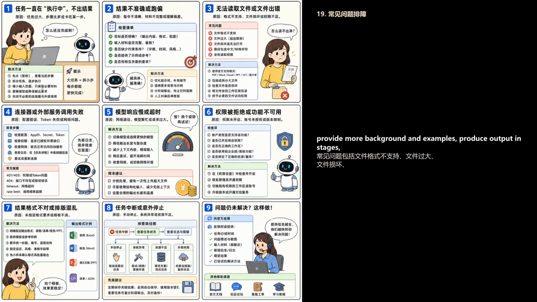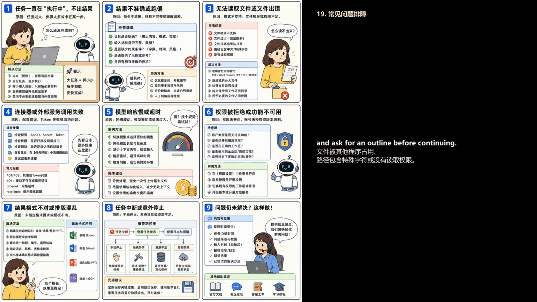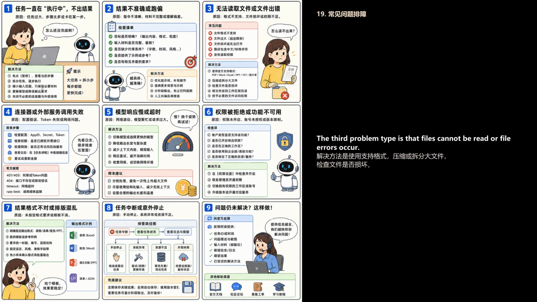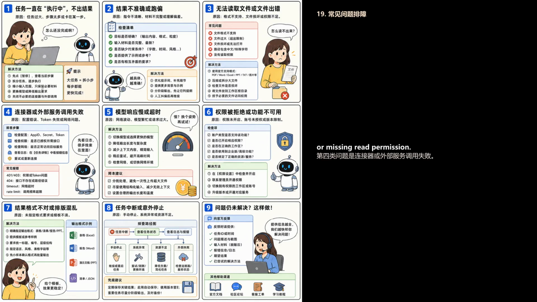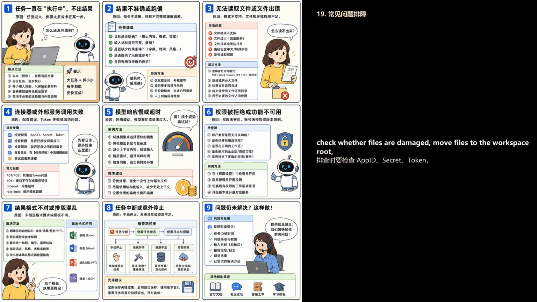The third problem type is that files cannot be read or file errors occur. Common causes include unsupported format, oversized file, damaged file, file locked by another program, special characters in the path, or missing read permission. Use supported formats, compress or split large files, check whether files are damaged, move files to the workspace root, and grant necessary file permissions.